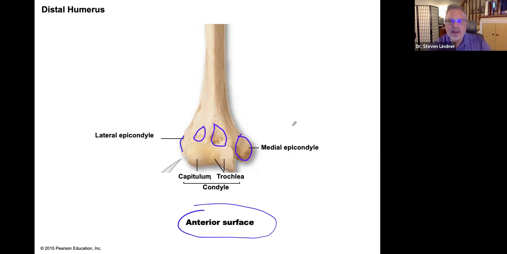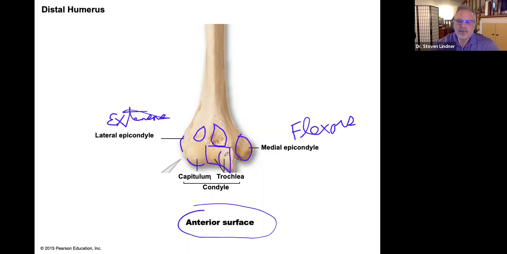And the medial epicondyle is where the wrist flexors originate. And the lateral epicondyle is where the wrist extensors originate. Then all the way at the distal end, we have the capitulum, and then we have this trochlear. Looks like that. Okay.